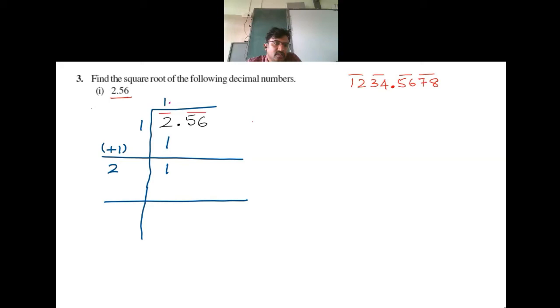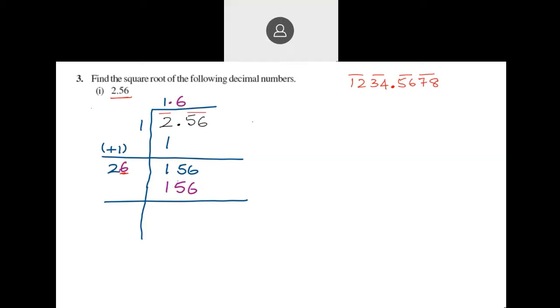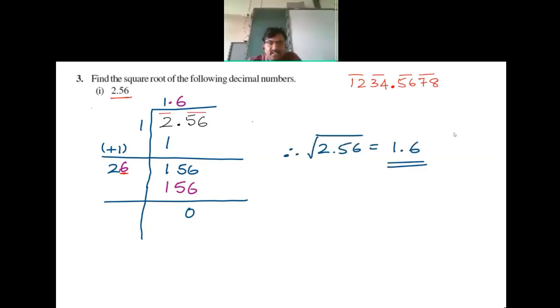Very importantly, you have to mention the decimal here to take the next two digits. Now, along with the 1, we have to consider some number. 26 times 6 is exactly 156, so we take 6. We get exactly 0. Therefore, the result is 1.6. It's easy.